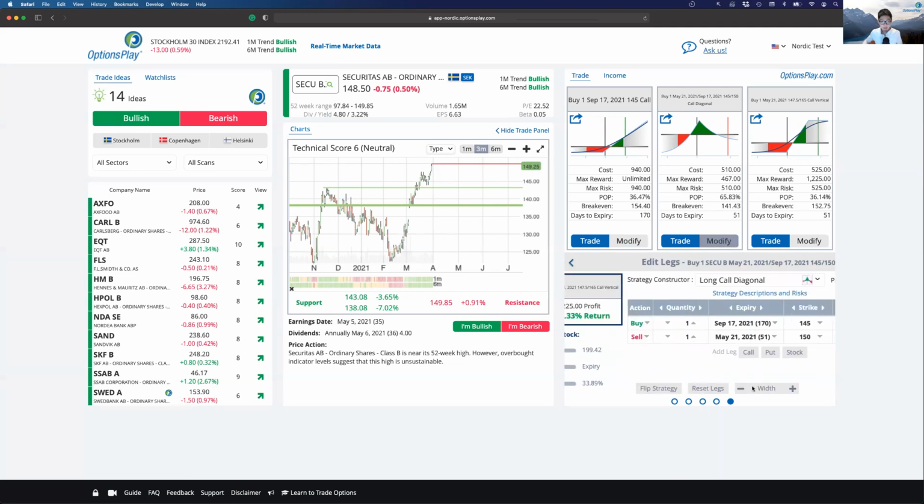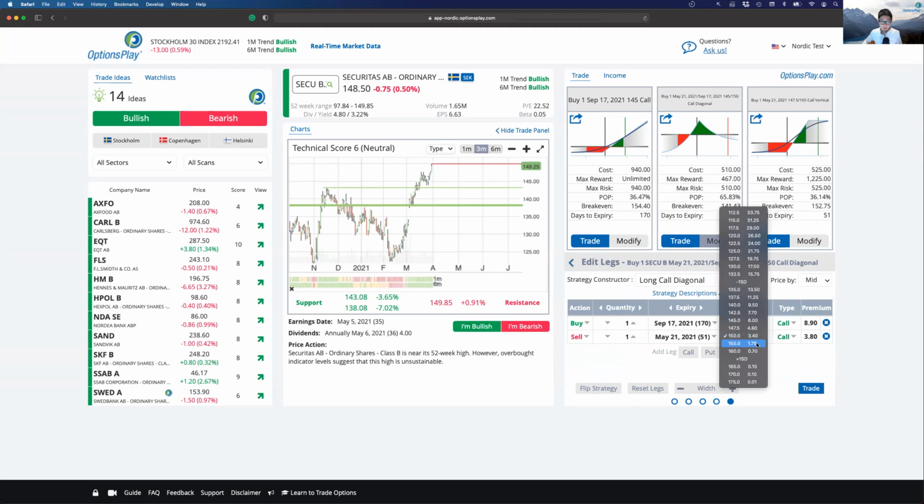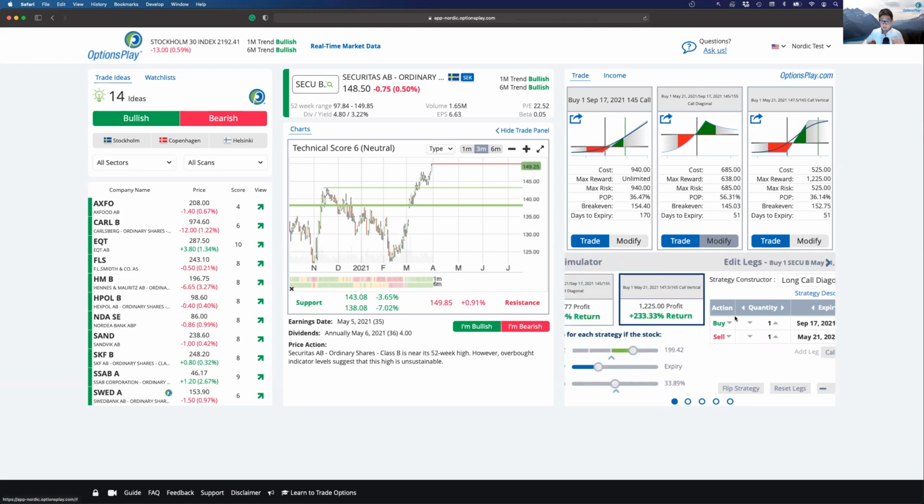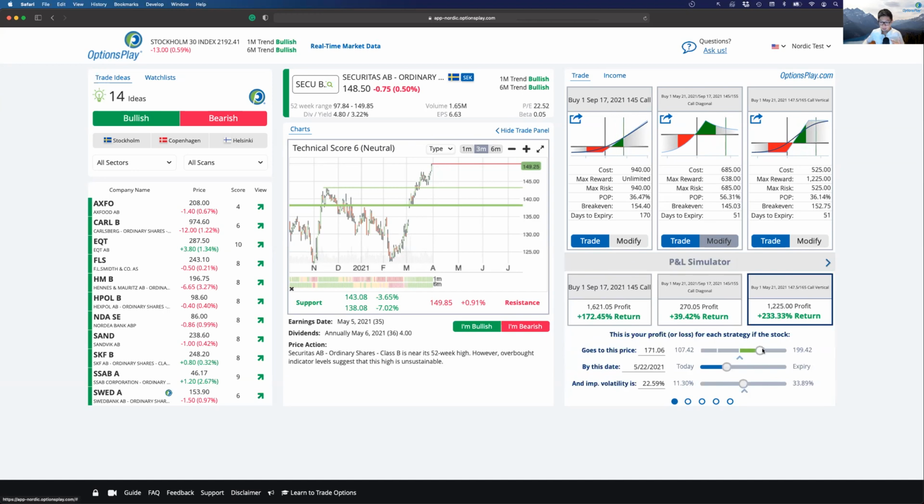And you can make modifications to this, right? Maybe if you think the stock's going to go a little higher, you don't have to sell the 150 calls. You can sell the 155s. You're going to collect a little less premium, right? And the benefit of that is that if the stock rallies significantly here, you don't lose as much money, right? So if you sell a higher strike call, you just don't lose as much money.